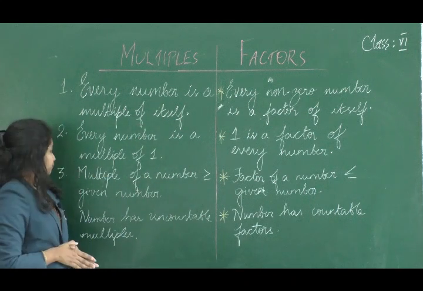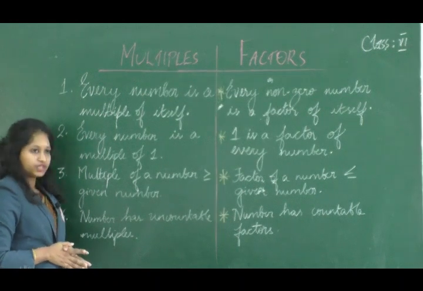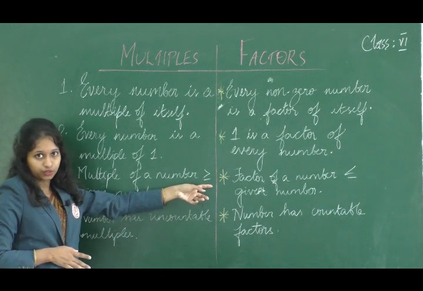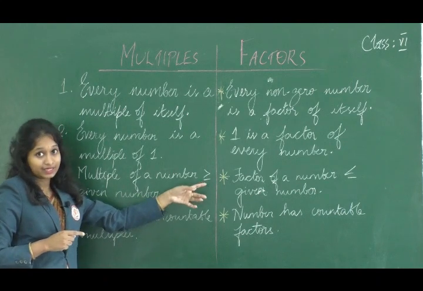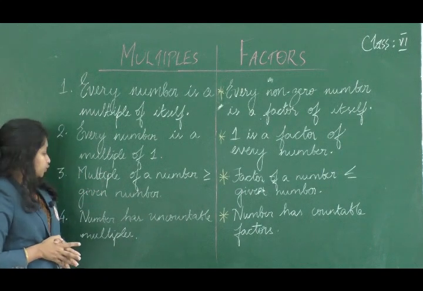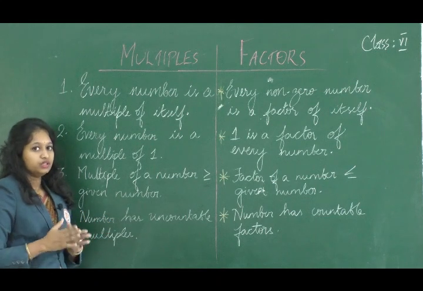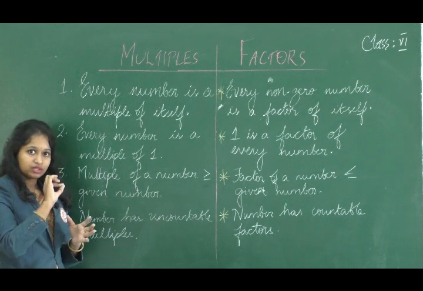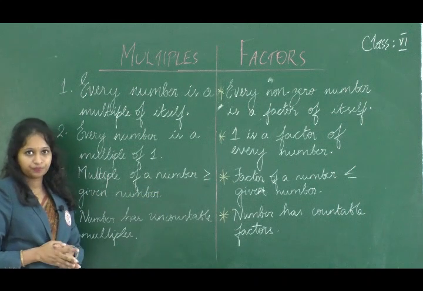And third point, multiples of a number are greater than or equal to the given number. This symbol stands for greater than or equal to. We have a greater than symbol and equal to. Multiples of a number are greater than or equal to the given number. We'll take the same example, multiples of 9: 9, 18, 27. So the numbers are increasing, and we have 9 also. That's why the equal to symbol is there.